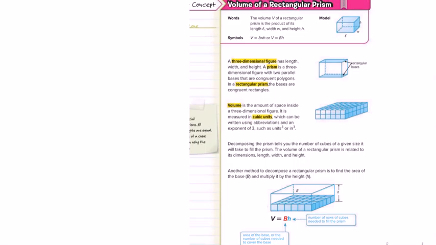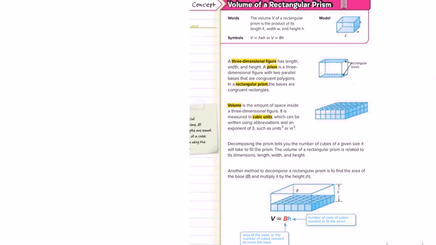A three-dimensional figure has the length, the width, and the height, which we said. A prism is a three-dimensional figure with two parallel bases that are congruent polygons. So it can be all kinds of different polygons, but here we're going to be looking at rectangular prisms. So the bases are going to be rectangles. They're going to be congruent rectangles, which you can see here in this diagram.